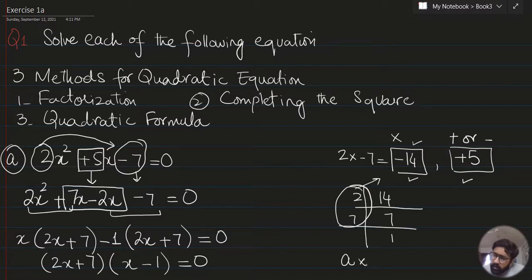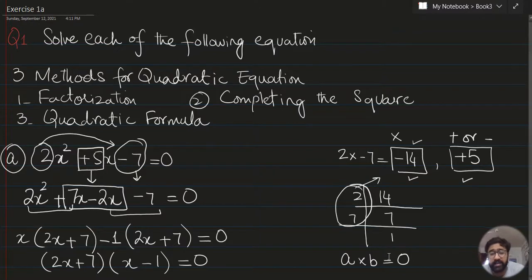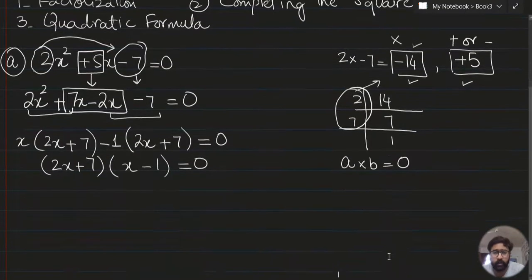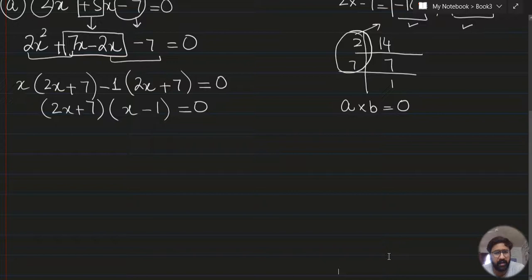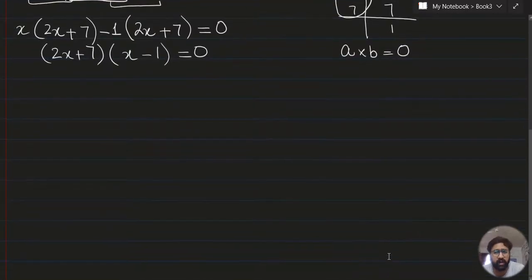If two numbers are being multiplied and the answer is 0, what is the possibility? It is very obvious that one of the two numbers is 0 because the product is 0. Since we do not know which one of these two might be 0, we put both of these brackets equal to 0.